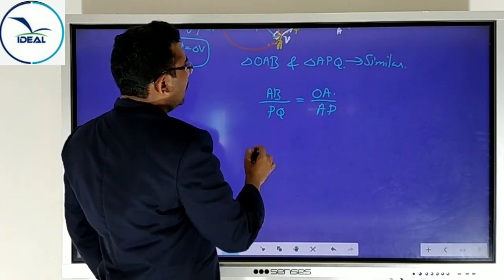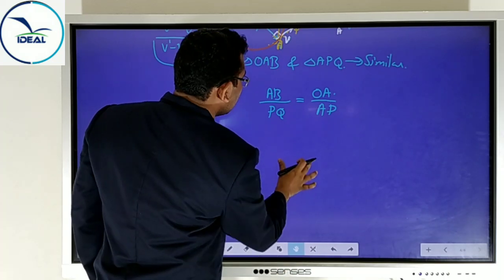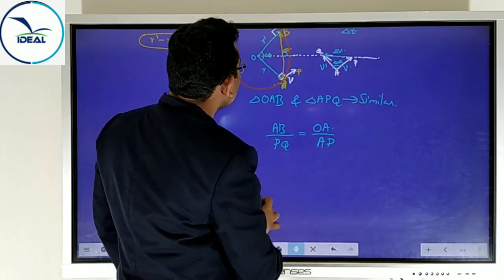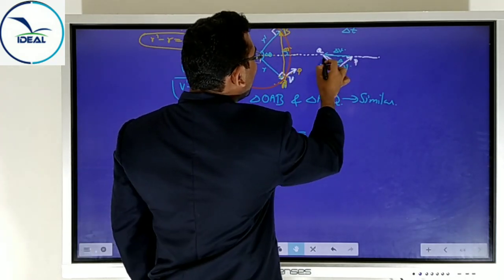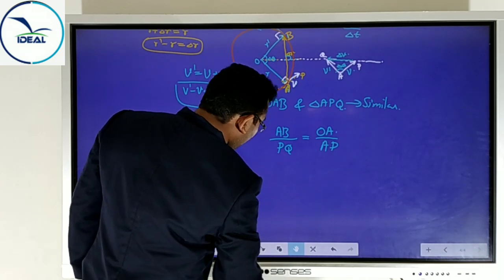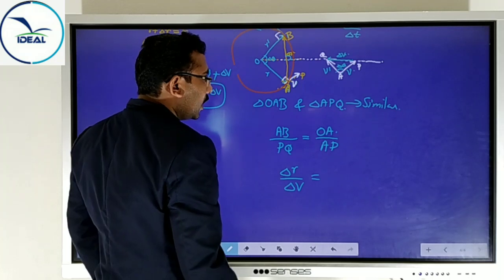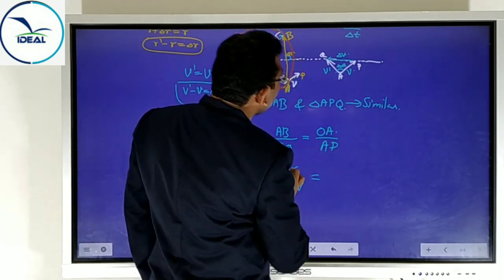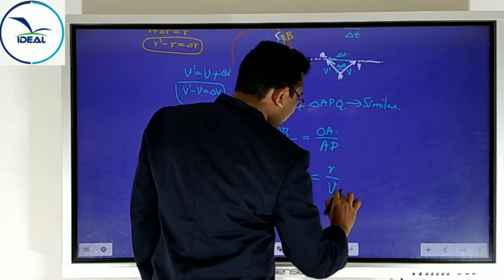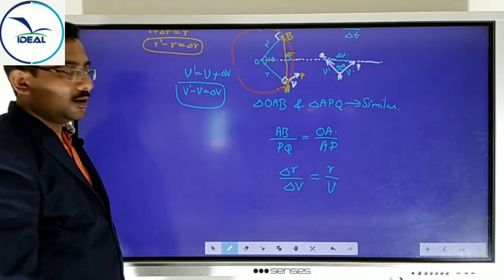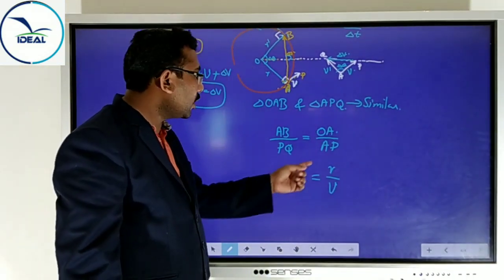What is AB? Delta R. What is PQ? Delta V. So delta R by delta V is equal to OA by AP. What is OA? R. What is AP? V. From these similar triangles we got delta R by delta V equal to R by V.